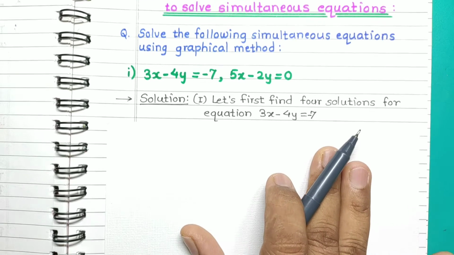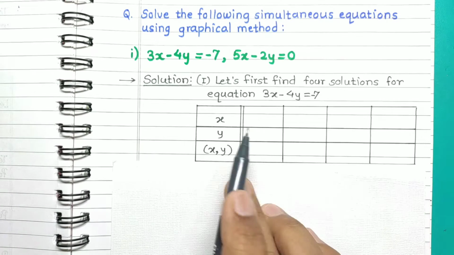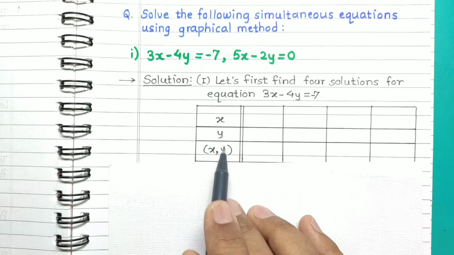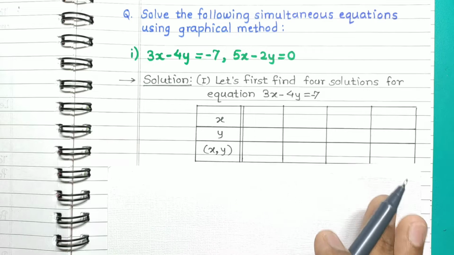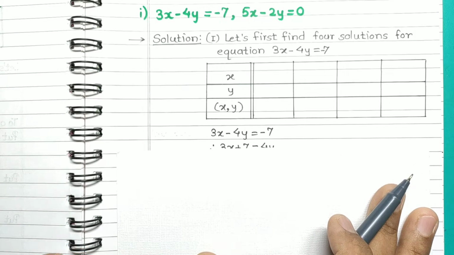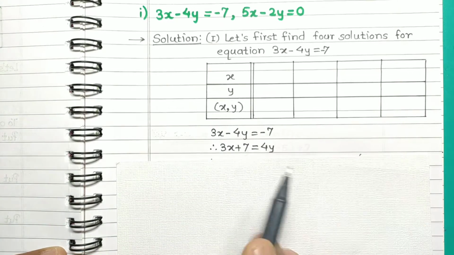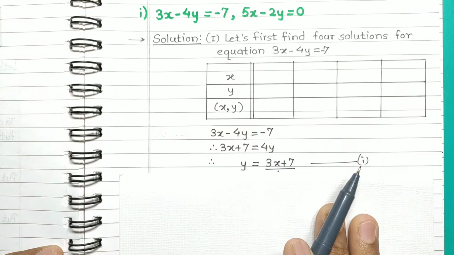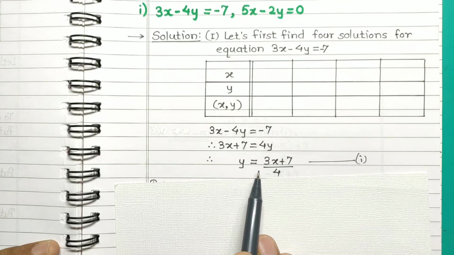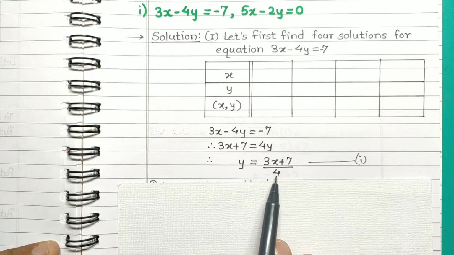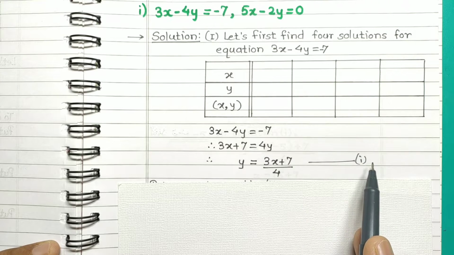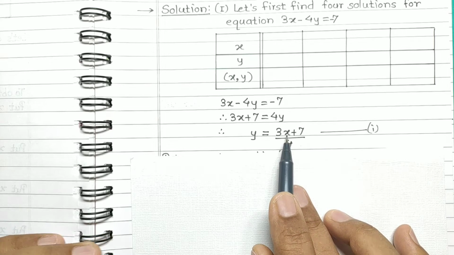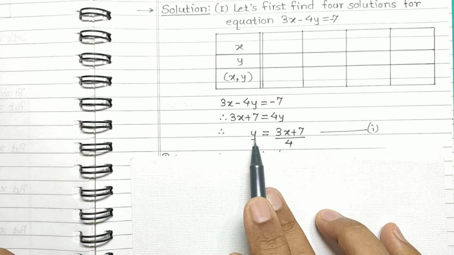So for this, we are going to consider various values of x and then find out corresponding values of y to get ordered pairs (x, y). Okay, so consider the equation. Let's rewrite it as 3x plus 7 is equal to 4y and therefore we have y is equal to (3x plus 7) upon 4. Call it equation 1. See, we are going to put various values of x here to get the value of y.